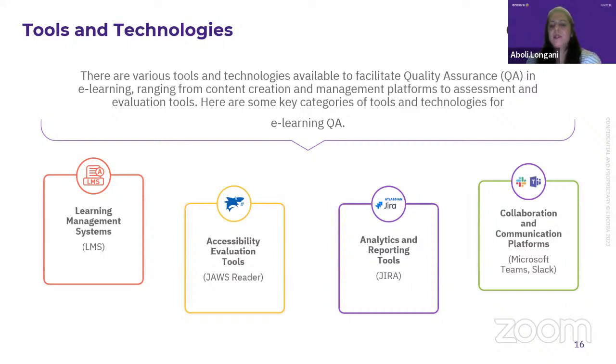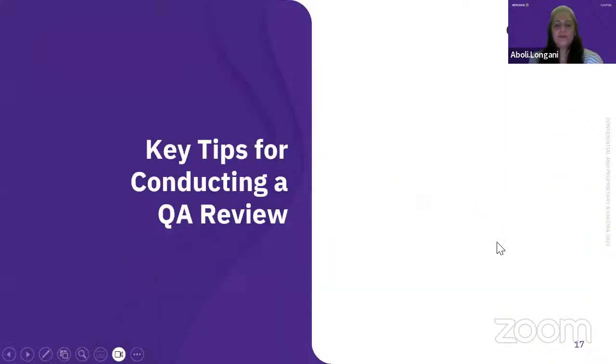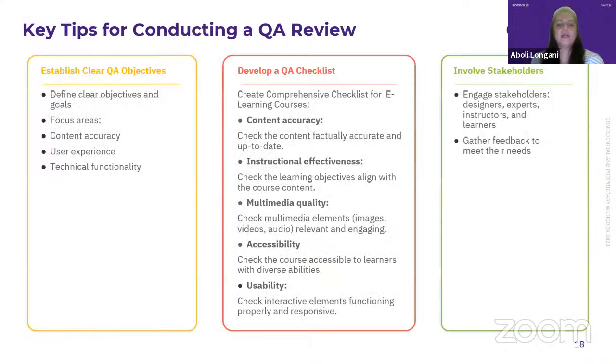And lastly, it is very important that tools like Teams and Slack facilitate communication and collaboration among the team members, ensuring smooth workflow and project management. These categories collectively ensure that the content is effective, accessible, and well managed. Moving on, let's move on to some key tips for conducting a QA review in e-learning. First, establish a clear QA objective.